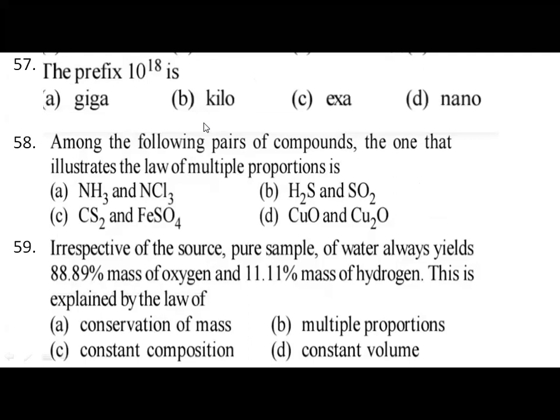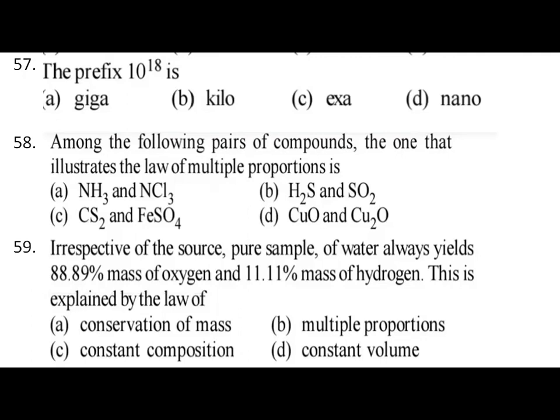The prefix 10 raised to 18. What does this 10 raised to 18 prefix stand for? Okay, so let us see. They have given the options giga, kilo, then exa, nano. All these options are given. So what is the correct option? Kilo means 10 raised to 3. Then nano means 10 raised to minus 9.